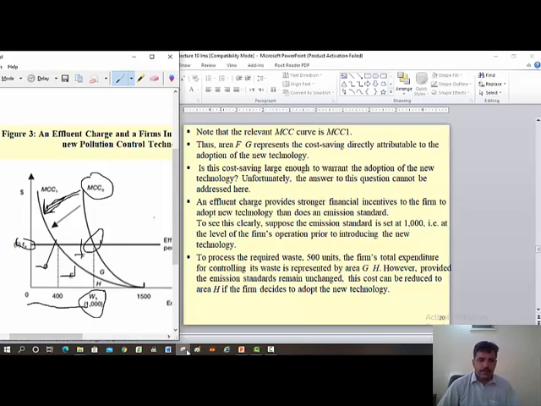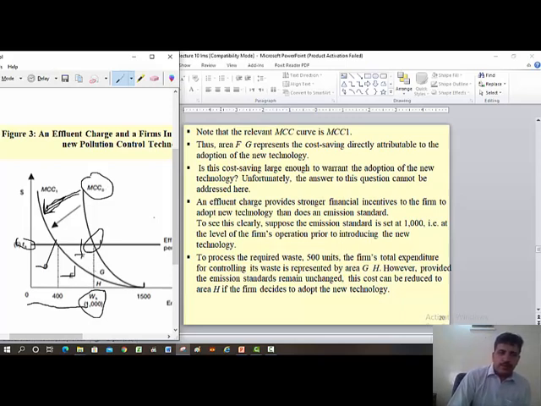Unfortunately, the answer to this question cannot be addressed here. An effluent charge provides a stronger financial incentive to the firm to adopt new technology than does an emission standard. To see this clearly, suppose the emission standard is fixed at 1,000 units. To process the required waste of 500 units, the firm's total expenditure for controlling waste is represented by G plus H. However, provided the emission standard is unchanged, this can be reduced to H if they decide to adopt new technology.